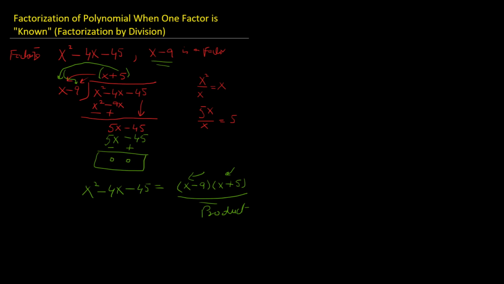This is a very simple procedure. If you know one factor, just divide it into the polynomial and you get the second factor, if it's a 2-degree polynomial. Now we will do one or two more examples. Our next example is a 3rd-degree polynomial.